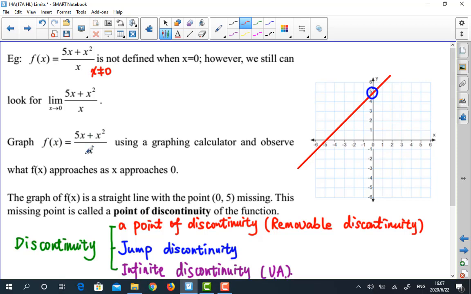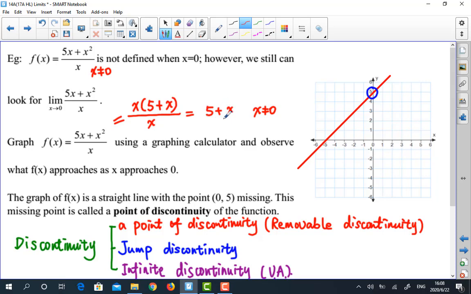Let's graph this rational function. So if you want to graph it, I think we can simplify it first. There is a GCF in the numerator. Let's take it out. And this GCF in the numerator can be cancelled out with the denominator. We only have 5 plus x left. Of course, the simplified function also has the same restriction for x as its domain. So x cannot be 0 for this function.